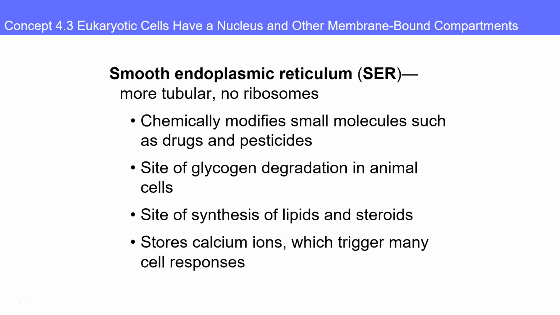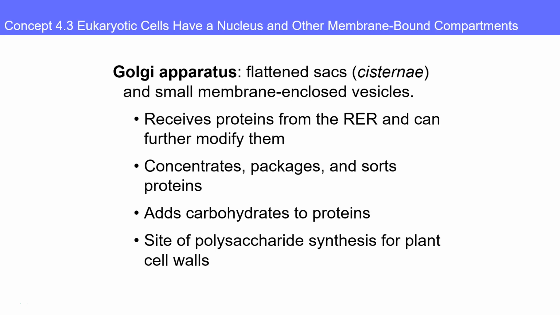It's also where calcium ions are stored for proper cell responses, which we will discuss in later units. Now, the Golgi apparatus is made of flattened sacs found within this endomembrane system. These receive proteins from the rough ER and further modify them.